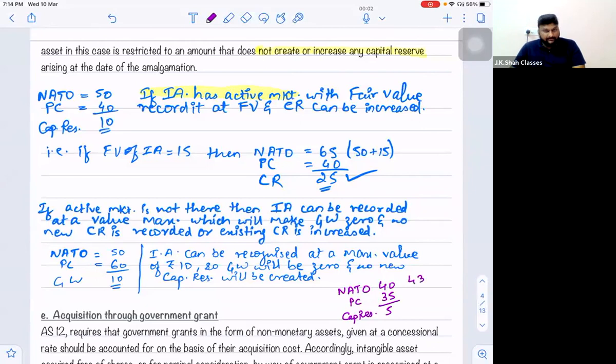Net asset will become 43. Purchase consideration is still 35. Sir, capital reserve is increasing to 8 rupees. So in this case, I cannot record the intangible asset because it doesn't have an active market. But if it is a case of goodwill, then I can record. But at what value? Only maximum to the extent of goodwill.